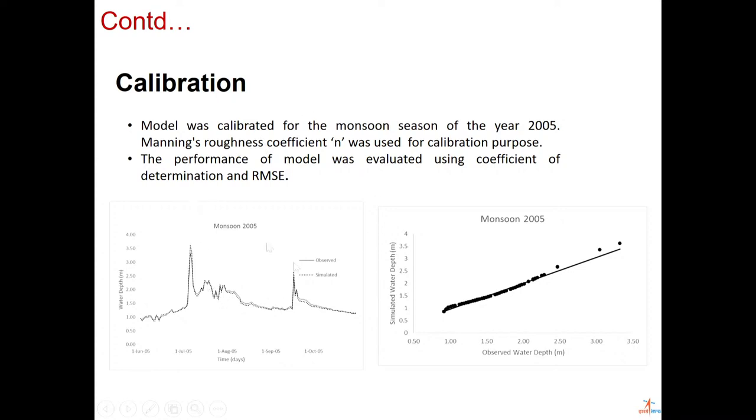This is the calibration step, where till there is a good match between your observed and the simulated, you keep on changing the value of n. You keep on changing the value of n till there is a good match.